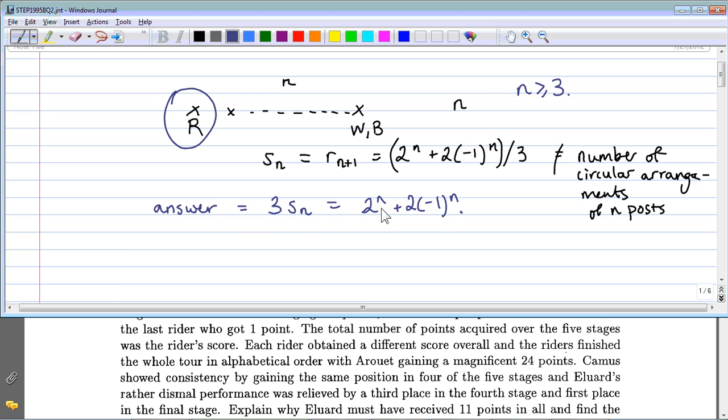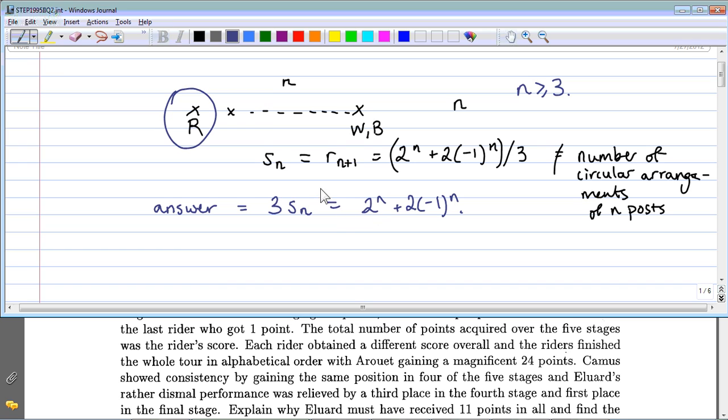So for n greater than or equal to 3, it is certainly true that the answer is 2 to the n plus 2 times minus 1 to the n. If n equals 1, then this gives 0, doesn't it? And if n equals 2, I get 4, I get 6. So actually the formula's giving a sensible answer. It's just that it doesn't really make sense as a circle, I guess.